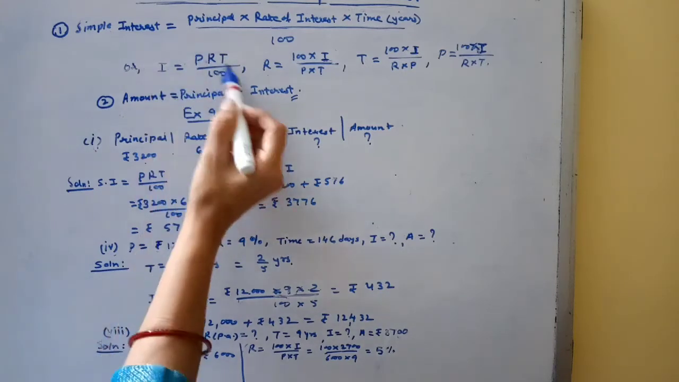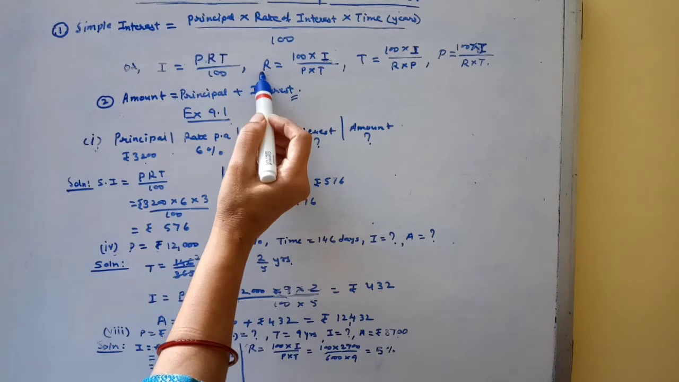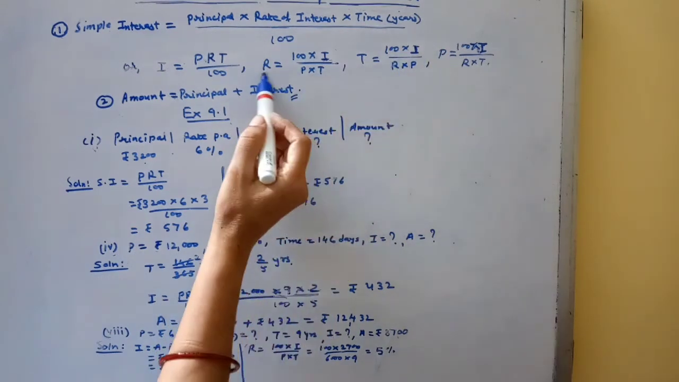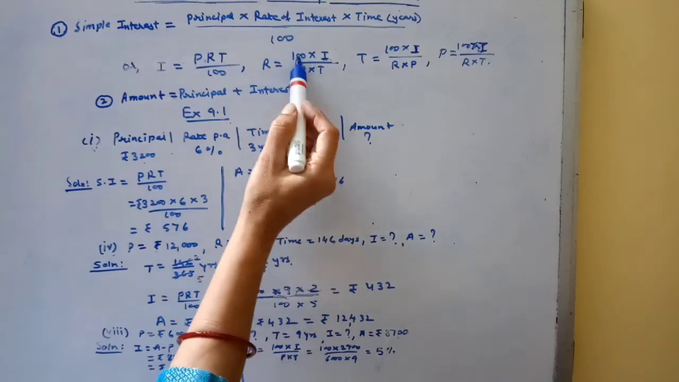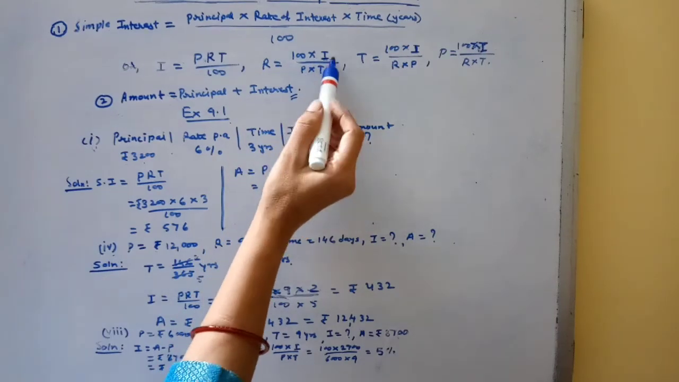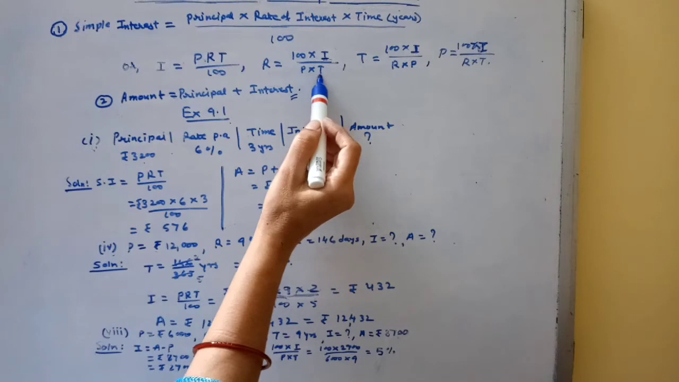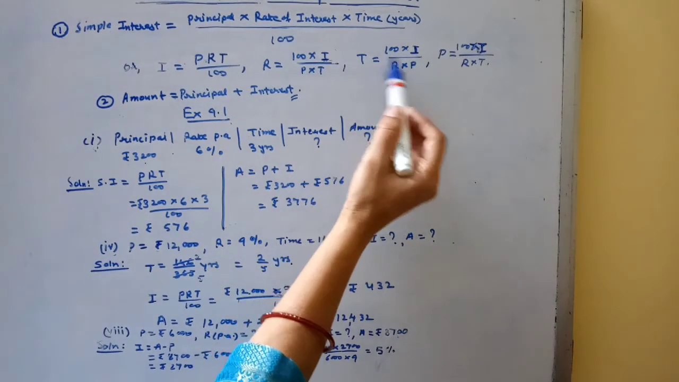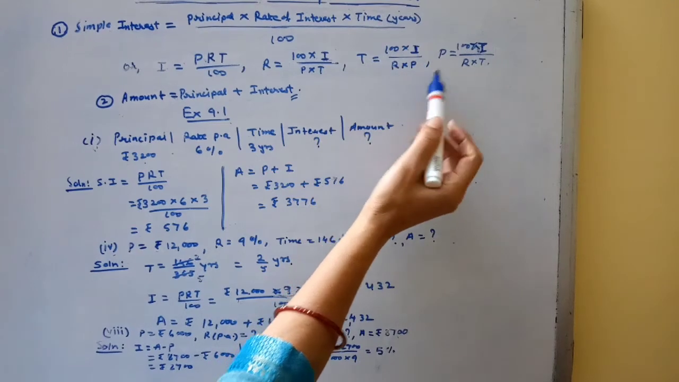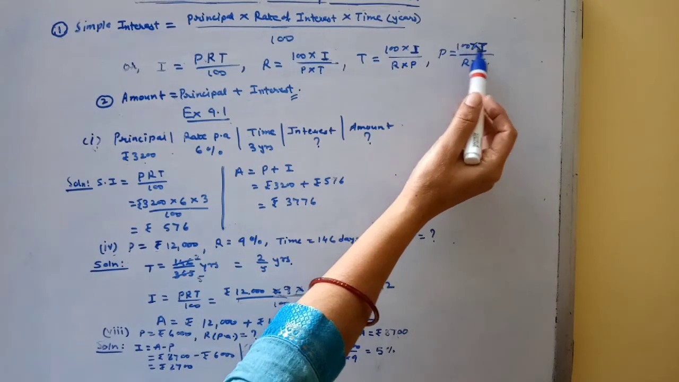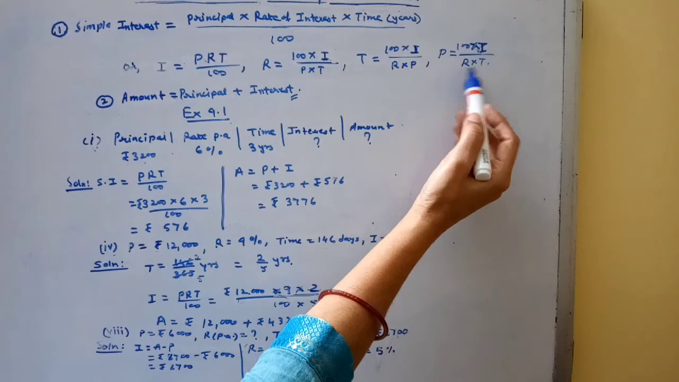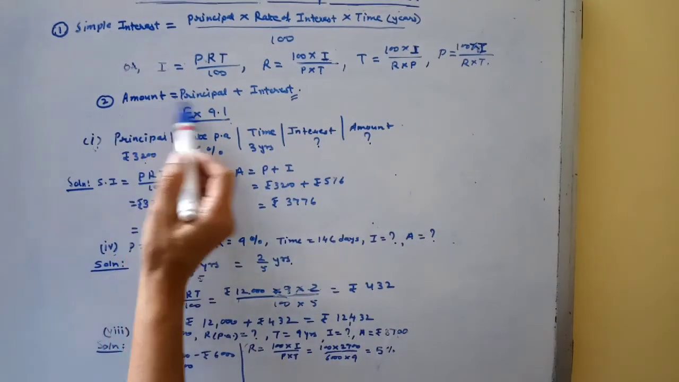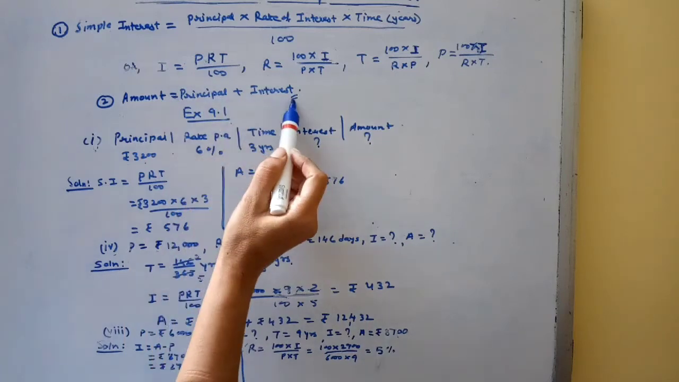Now using this formula, we derive the formulas for rate, time and principal. Here rate is 100 into I, meaning interest, divided by principal into time. Time equals 100 into interest divided by rate into principal, and principal equals 100 into interest divided by rate into time. The second formula is amount is equal to principal plus interest.